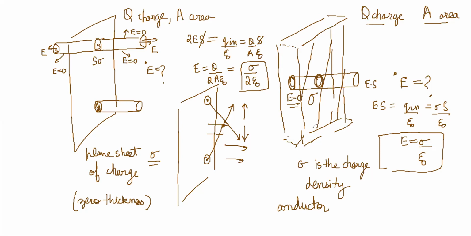Why is it sigma by E naught? Because the field is zero inside the conductor. Now, a conductor can be thought of as basically two plane sheets. Charge also always resides on the surface of a conductor. Why is there no charge in the interior?